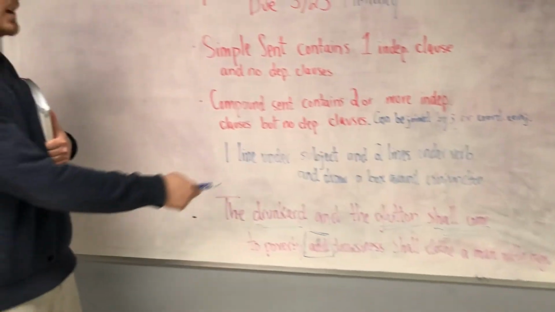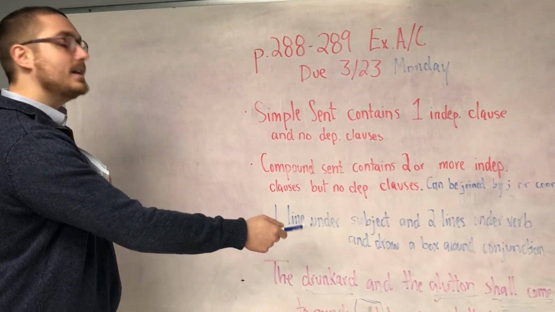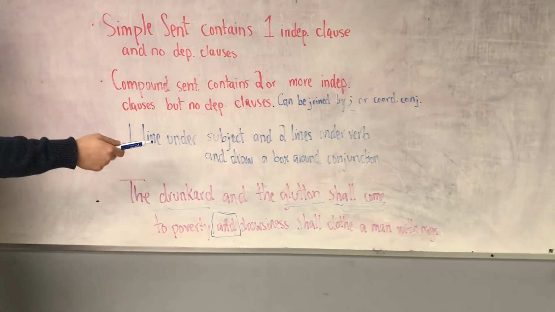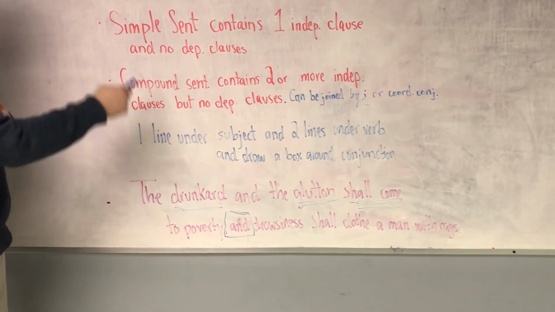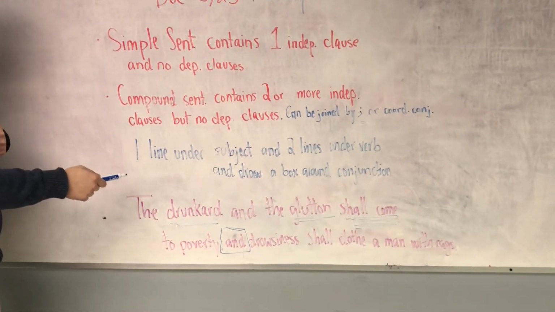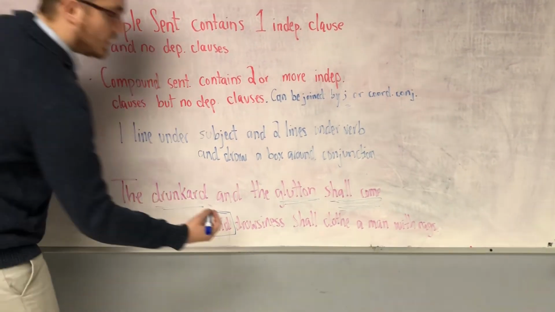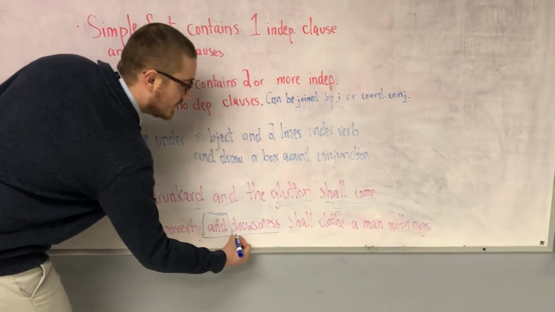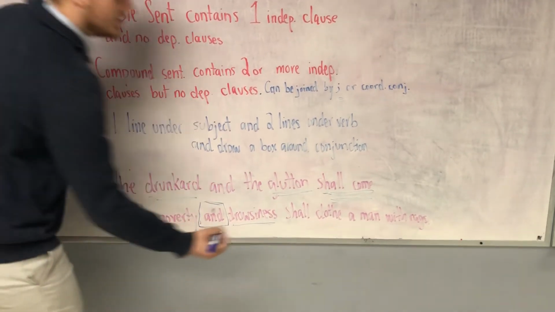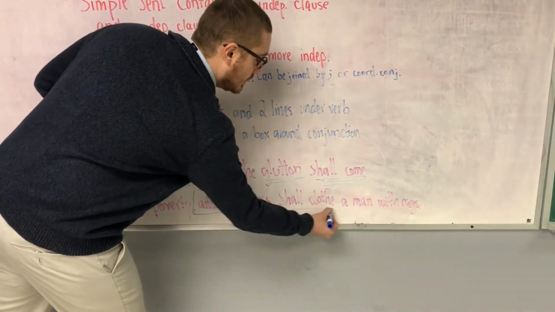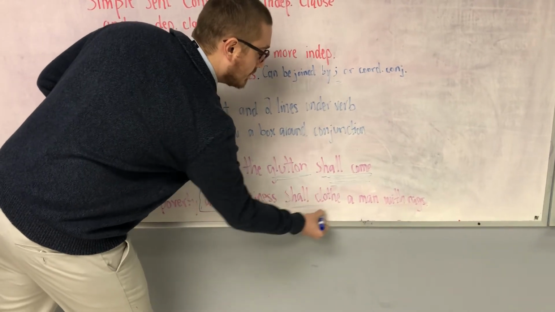So then, because we know that this is going to be a second independent clause here, since we're only dealing with simple and compound sentences, and this is not a simple sentence, this is a compound one, we're going to have a subject and verb to deal with here as well. Drowsiness, that'll be our subject, and then shall clothe is our second verb phrase.